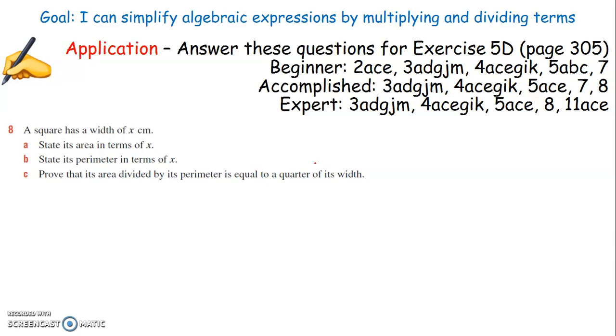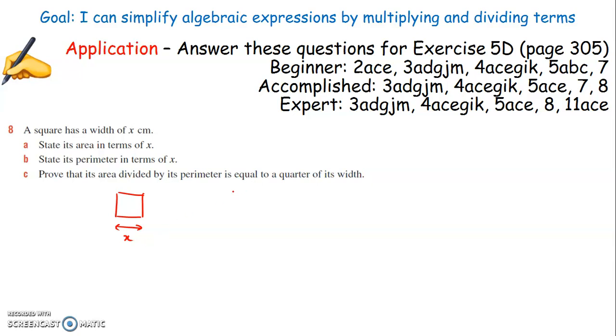In this video, we are going through question 8 of exercise 5D. So the question says a square has a width of x centimeter. Okay, so let's draw that. So a square. Okay, not very well drawn, but that's fine. That's good enough for us. Has a width of x centimeter.